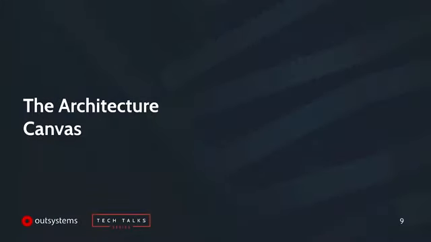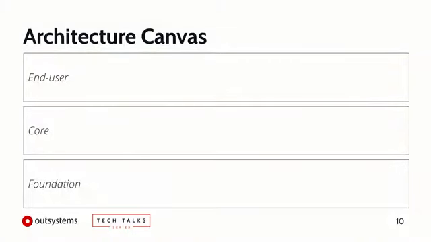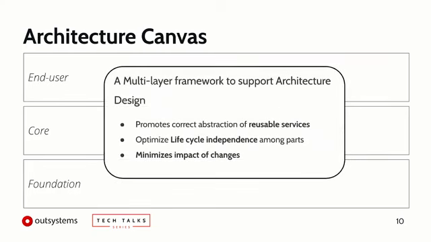Let me introduce the Architecture Canvas, which is a framework to support application architecture design that we follow in OutSystems. The Architecture Canvas is a multi-layer framework that provides a systematic approach to speed up architecture design. It promotes the correct abstraction of reusable services and components, maximizes independent life cycles among all parts of your architecture by setting the correct dependencies among each other, and finally, it minimizes the impact of changes, making it much easier to maintain and evolve your architecture.